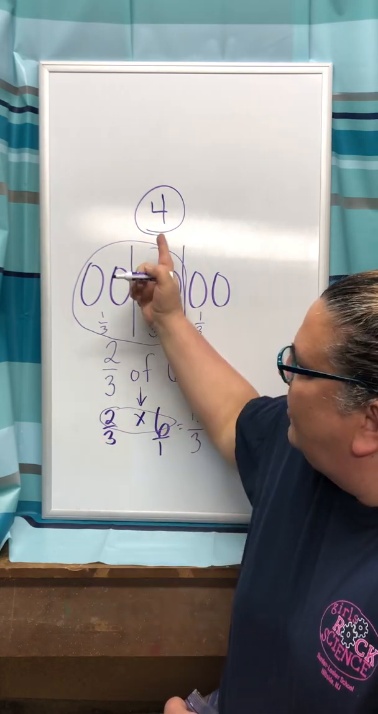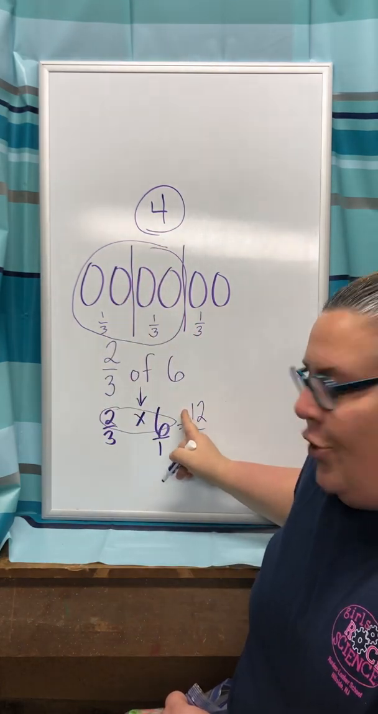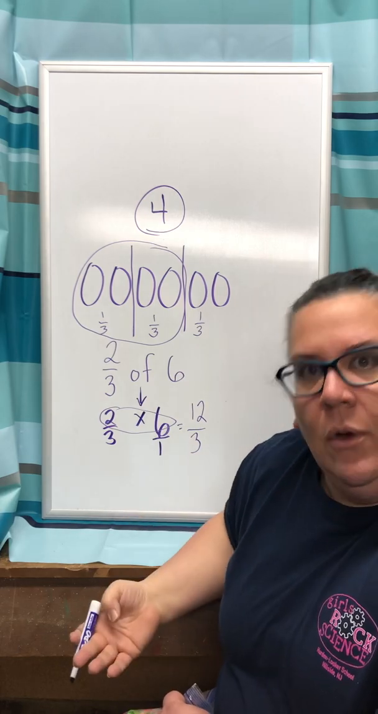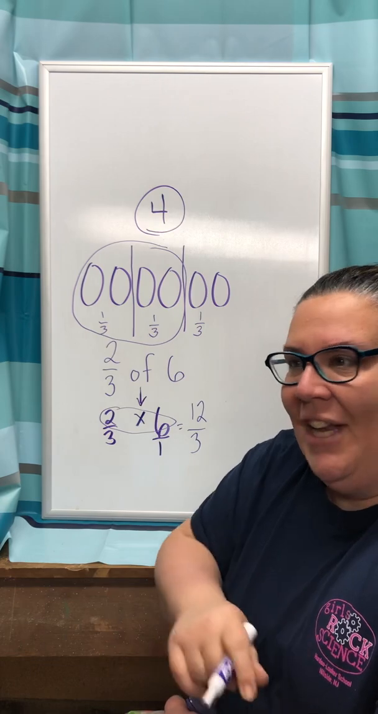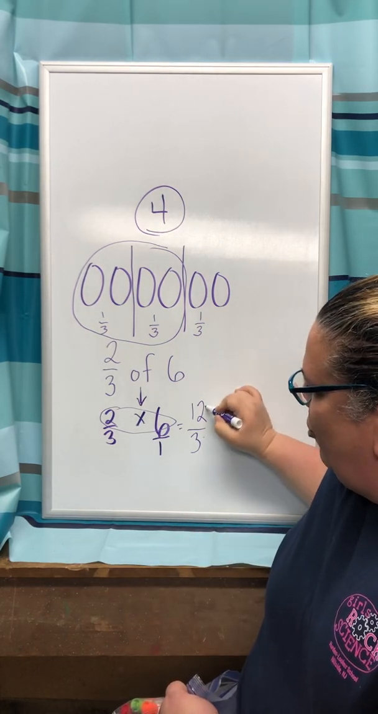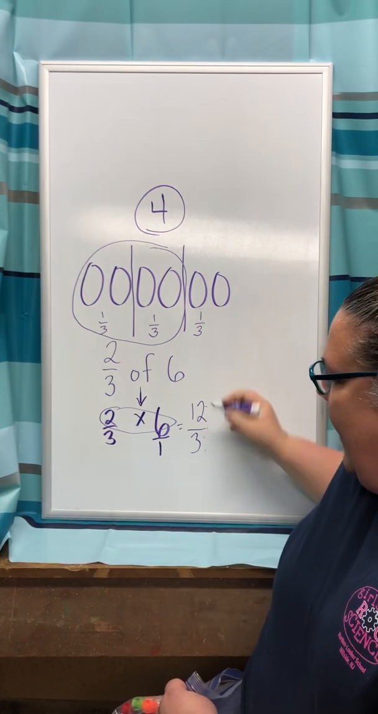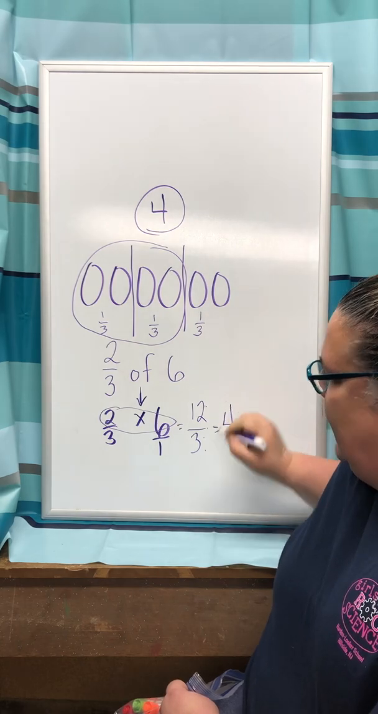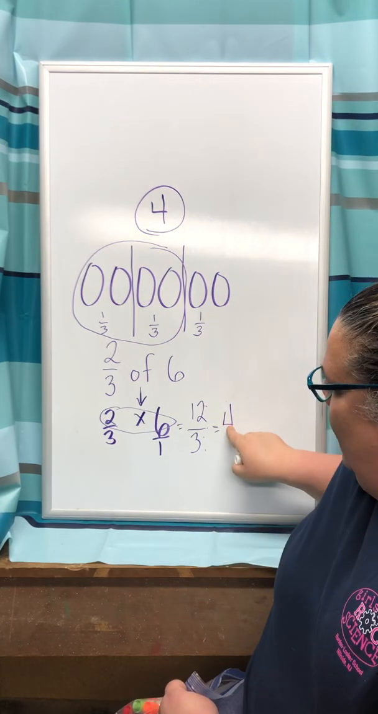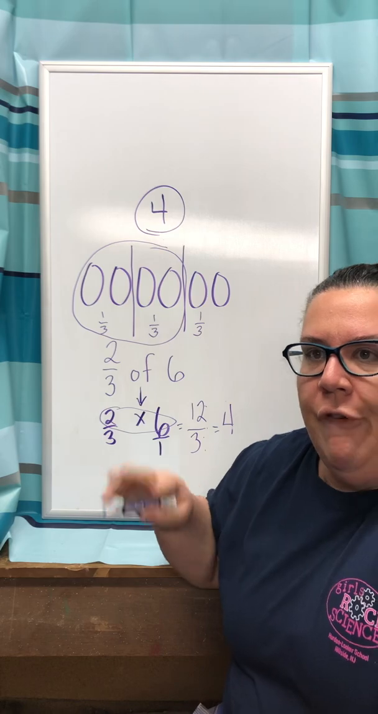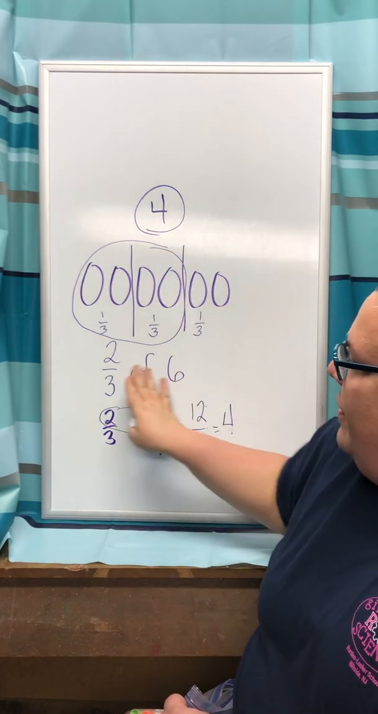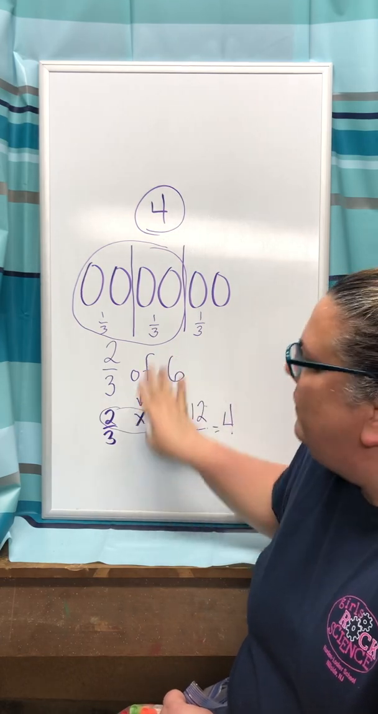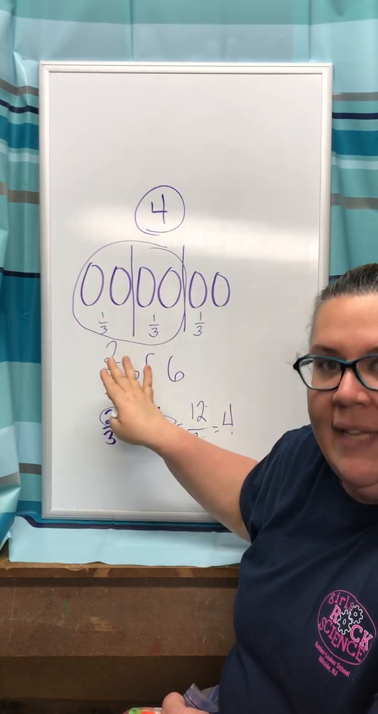Now, we said the answer was 4, right? So is 12/3 the same as whole number 4? Yes, it is, because I know that 12/3 is 12 divided by 3. And I know 12 divided by 3 is 4. And I can check that by doing 4 times 3 is 12. There are 4 3's in 12. So I end up with the same answer. This way, I don't have to draw the picture. This way, I'm using the picture to help me.